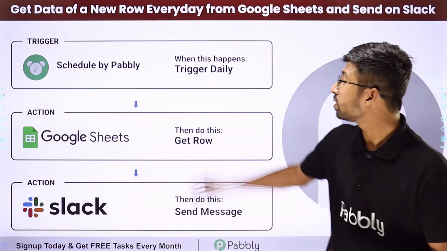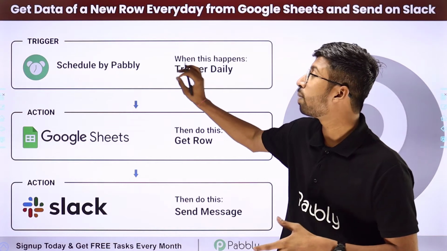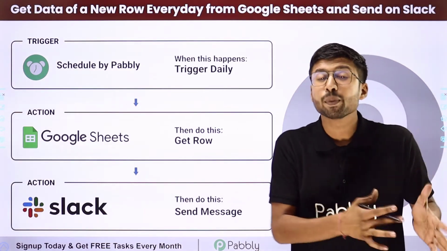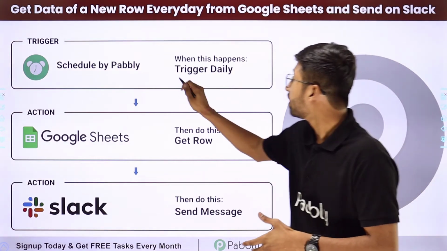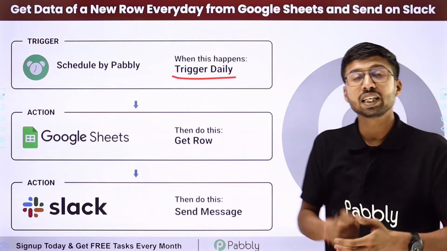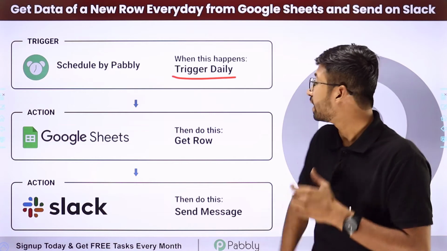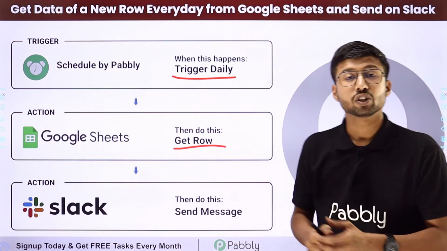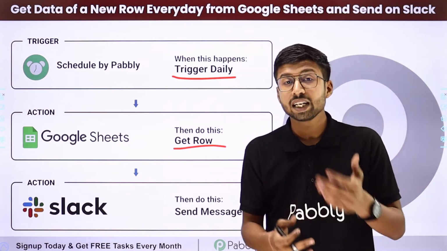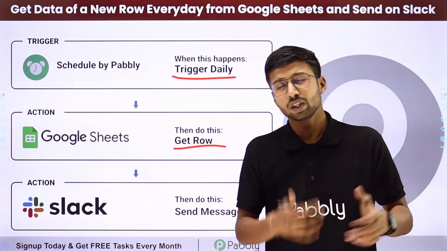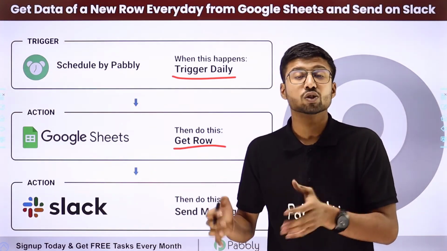So using this automation, first we are going to select the Schedule by Pabbly as a trigger of this automation because we want to run this automation daily. We want to run this automation every day. So we are going to trigger this automation daily, and daily we are going to get the details of a row from Google Sheet. Like for the first day, we are going to get the details of row 1. The second day, we are going to get the details of row 2. The third day, we are going to get the details of row 3.